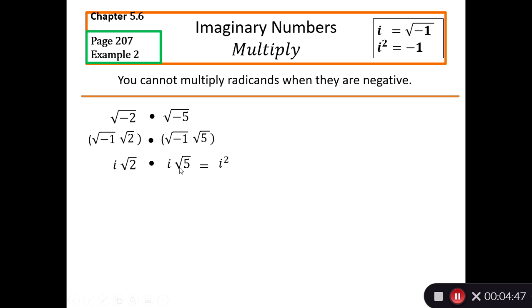And the square root of 2 times the square root of 5 is the square root of 10. Now we have i squared. Oh, here we go. i squared equals negative 1. So instead of writing i squared, I'm going to write negative 1 times the square root of 10, which is negative square root of 10.